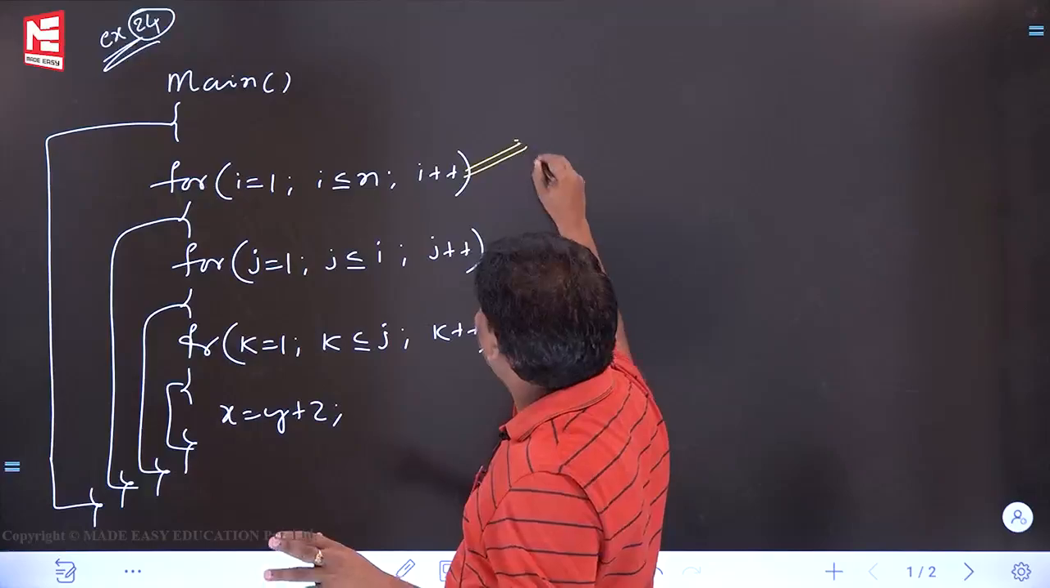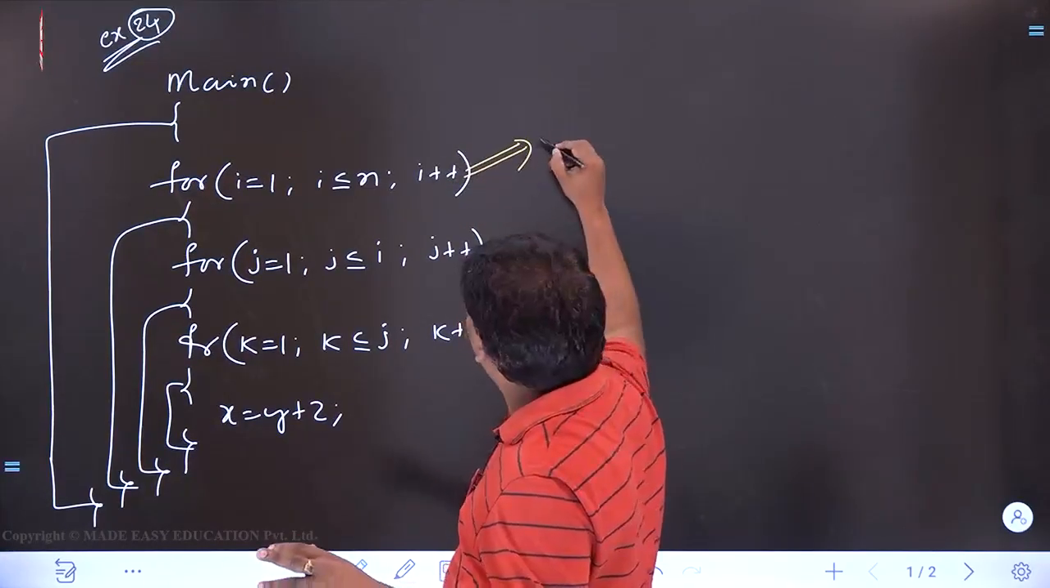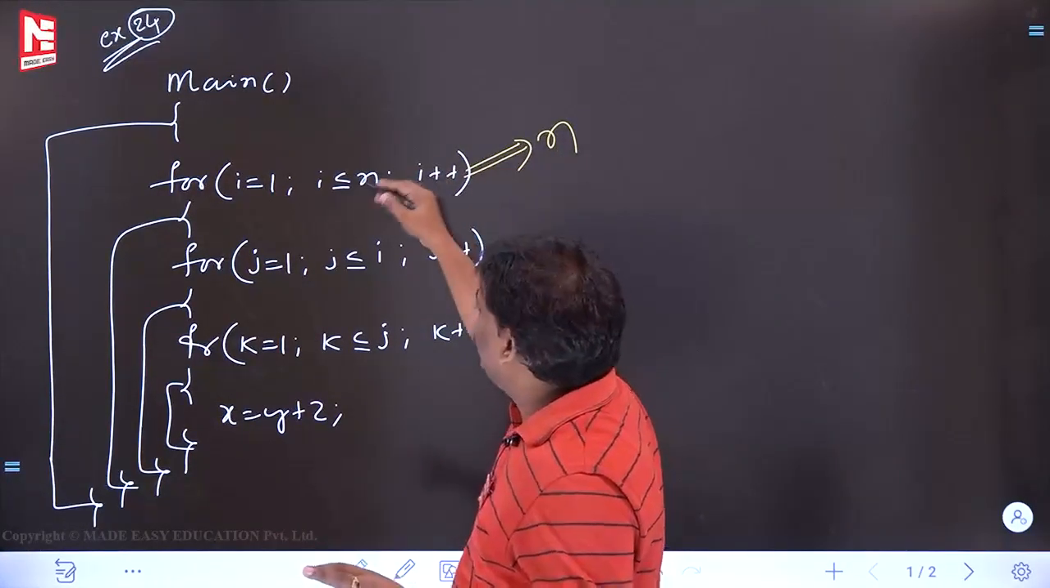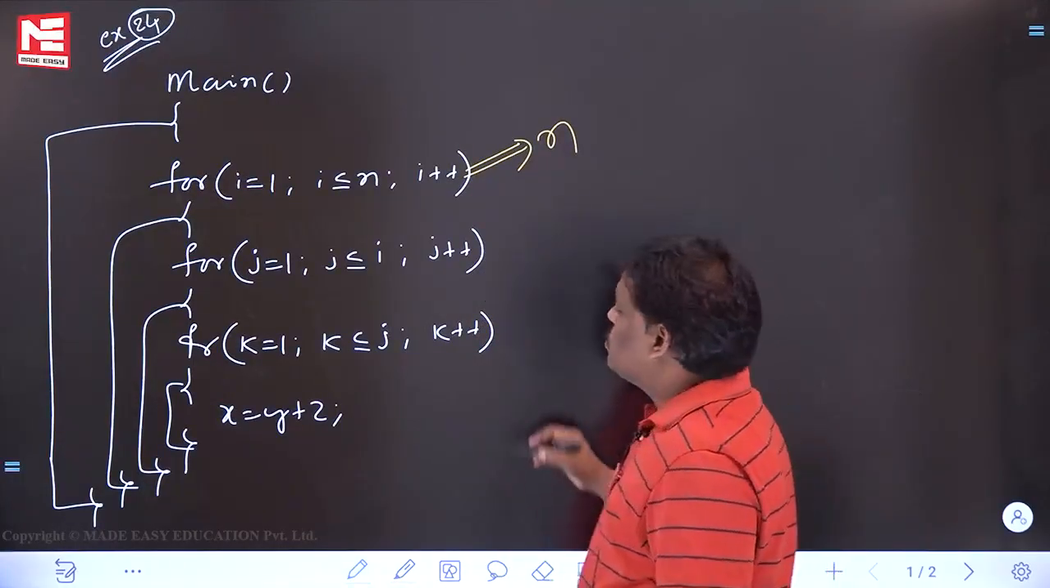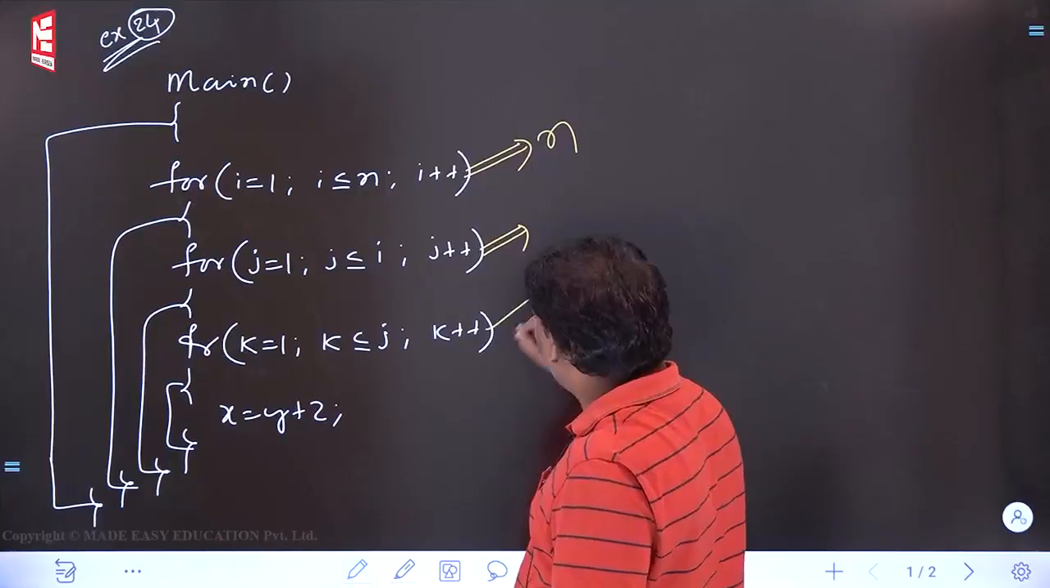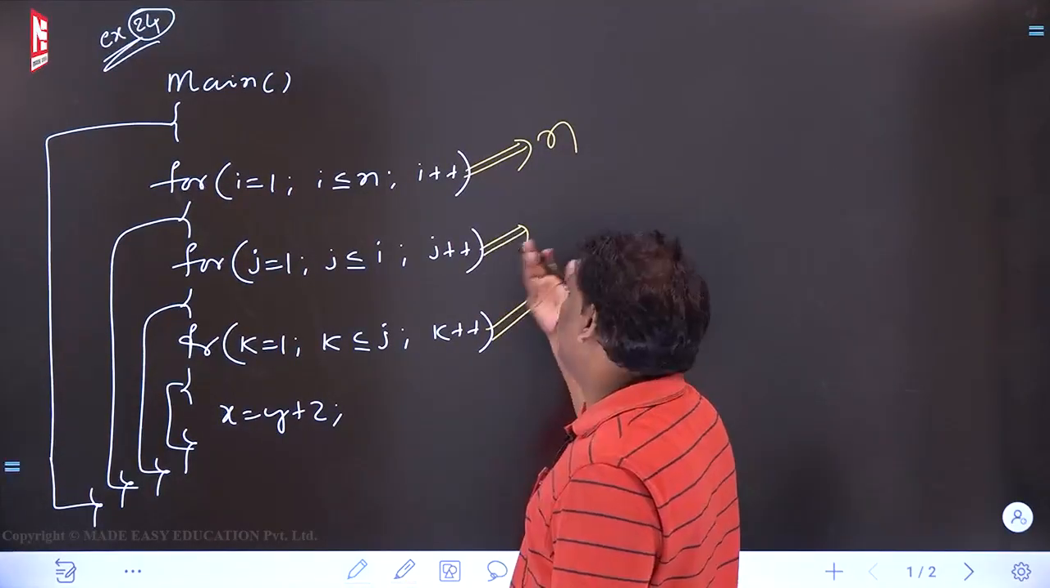I loop is how many times? What is the answer? Always I plus plus. How many times? N times. I loop is always plus 1, plus 1, plus 1, n times. That is okay. So J loop also find out, K loop also find out like that. Then you will get the answer.